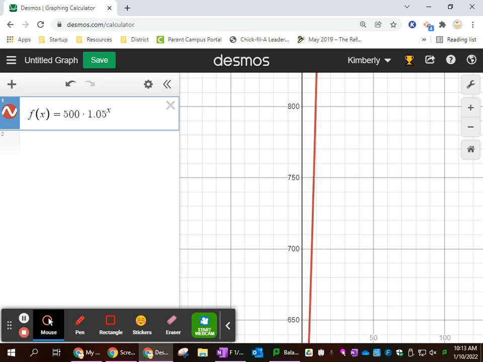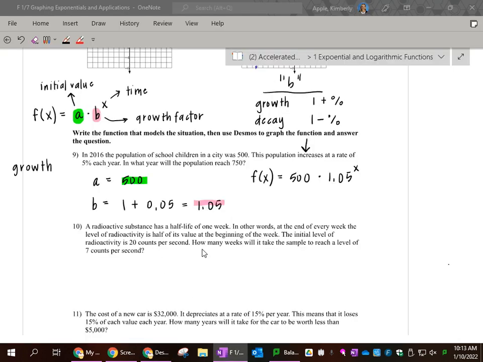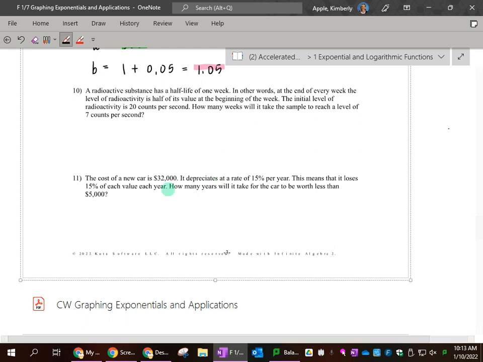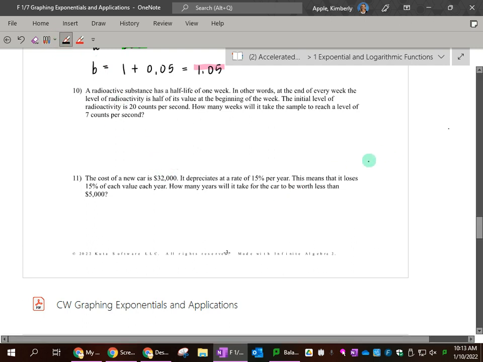Yeah, let's do another one. Let's get rid of that graph. Let's go back over. Let's do number 11, and then we'll go back and do number 10, okay? All right, so again, we just want to remind ourselves of the general form that we're looking at here. And that's y equals a times b to the x, where a is the initial value and b is the growth factor.